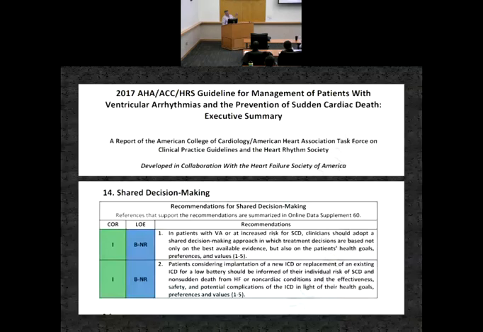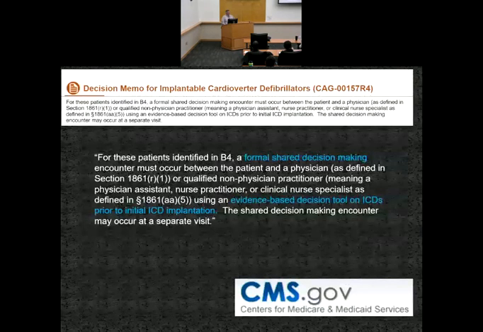This is from the 2017 ACC/AHA guidelines around ventricular arrhythmias and sudden death, just published last year. And in those guidelines, they said shared decision-making is a Class 1 guideline. And there's more and more guidelines coming out saying that shared decision-making is a Class 1 guideline. I warned you, most of the examples I have are in cardiovascular disease. But hopefully you can apply these to other areas.